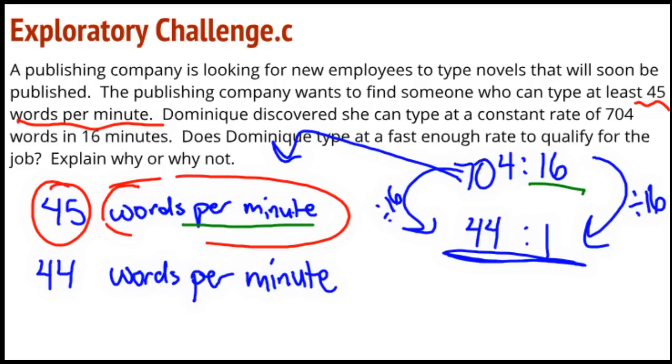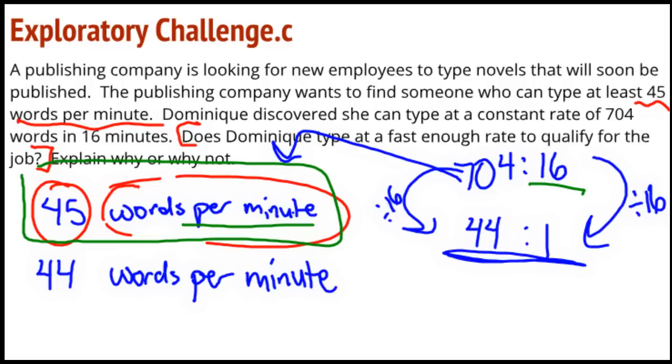And now I can answer the question. Does Dominique type fast enough to qualify for the job? Dominique is doing a great job with her typing, but I have to say no. She is not typing at a fast enough rate. The rate the company is looking for is 45 words per minute. She is only typing at 44 words per minute. She is short 1 word per minute. 44 words in 1 minute is less than 45 words in 1 minute.